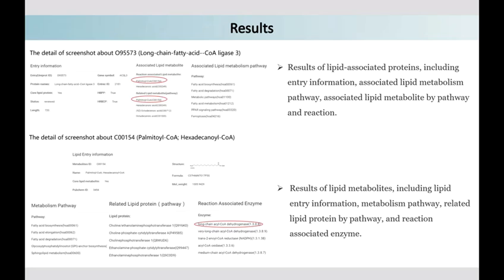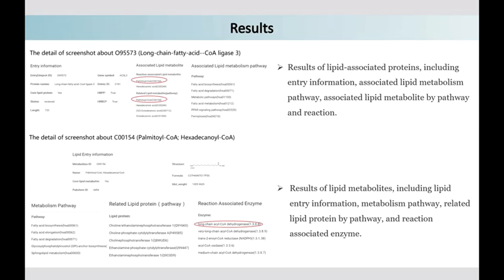These are two query examples in DBLiPro. Taking the lipid-associated protein O95573, long-chain fatty acid CoA ligase 3, as an example, the relevant gene was identified as ACSL3, the status was reviewed, its amino acid length was 720, and the membrane tags were all true.